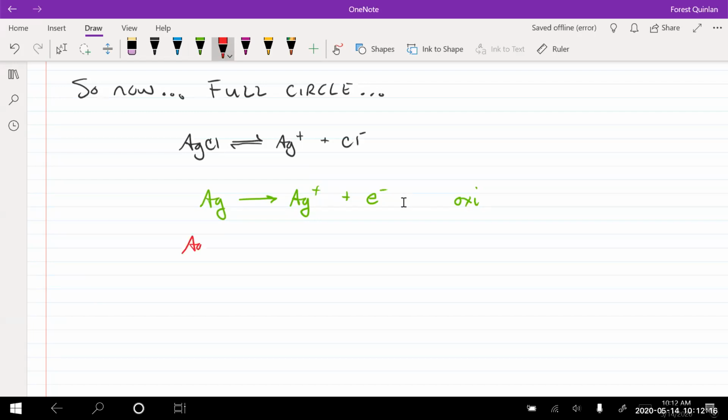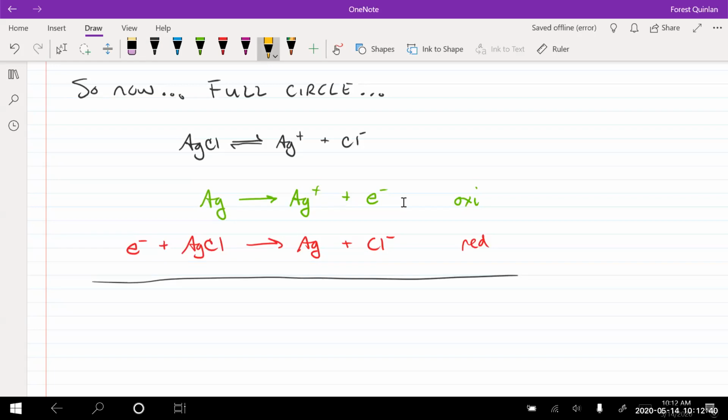Now, that electron is going to get pumped into the solid to break out solid silver and the chloride. These are the two ways of doing it. So what happens here? At the end of the day, if we add these up, you can see the electrons would cancel out and the solid silvers would cancel out to give us our original equation of AgCl makes Ag pluses and Cl minuses. That's the overall. We got it back.